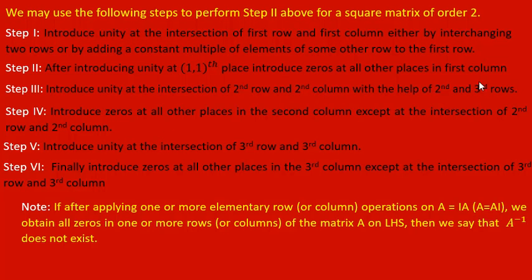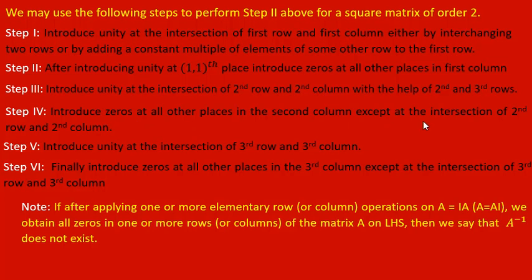So after introducing A22 as 1, what will we do? We will make all other elements in that second column 0 by some transformations. After that, A33, that is the element in the third row and third column, we will make unity, and all other elements in that third column 0 with the help of this third row. Now kindly note that in the second step, when we make other elements 0 in the first column, we are going to use the first row.